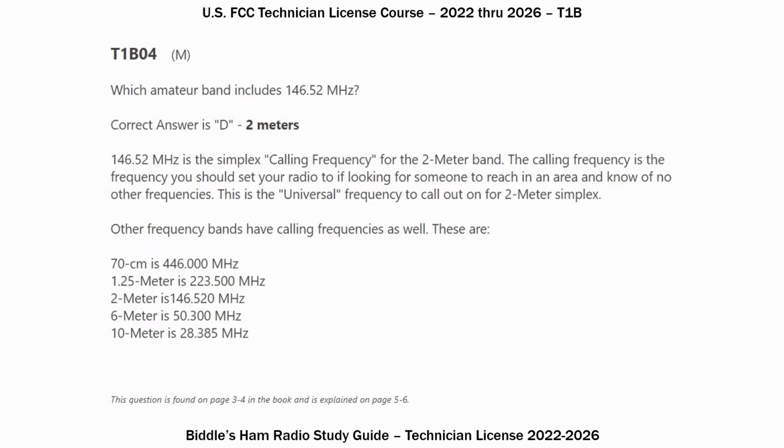Other frequency bands have calling frequencies as well. These are 70 centimeters, which has 446.000 megahertz. That is going to be a popular one that you'll use with most handheld radios. 1.25 meters is 223.5 megahertz. 2 meters is 146.52 megahertz. 6 meters is 50.3 megahertz. And 10 meters is 28.385 megahertz. The two of these that you'll want to remember and try and memorize are the 70 centimeter and the 2 meter. Those are going to be the two that you'll most likely be using.